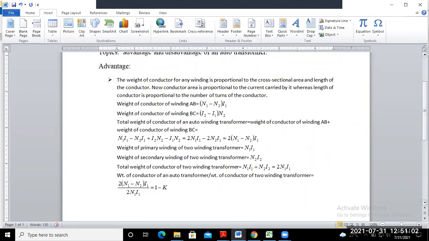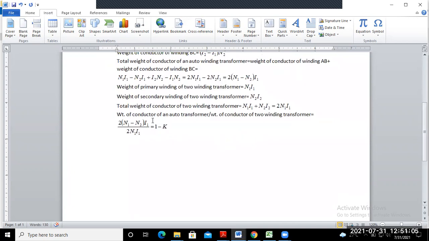So the weight of conductor of an auto transformer is equal to 1 minus K times the weight of conductor of a two winding transformer. If you multiply this term on the right side of the equation, then we can write weight of conductor of an auto transformer equal to weight of conductor of two winding transformer into 1 minus K times. As you know that K is less than unity, so this value is always less than the total weight of the two winding transformer.